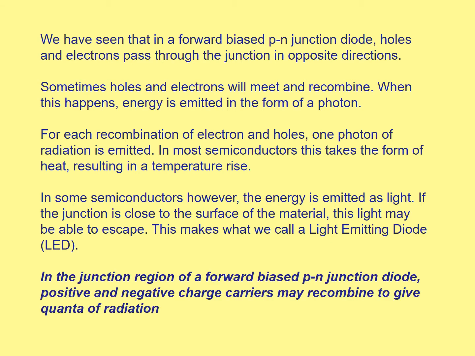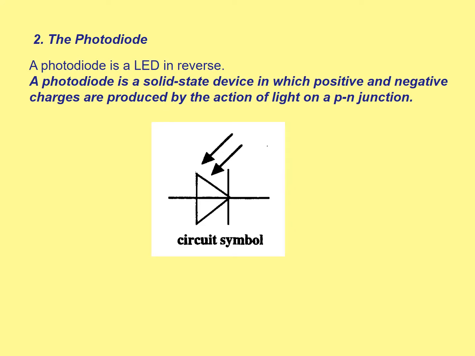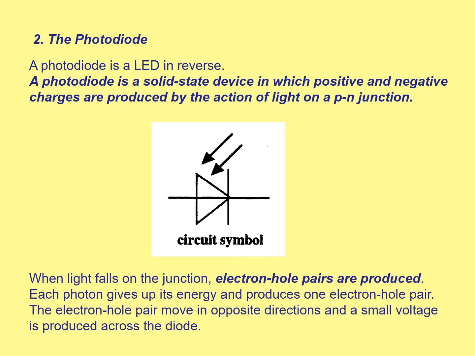In the junction, whilst the diode is forward biased, positive and negative charge carriers, that is holes and electrons, may combine to give a quantum of radiation, that is a photon of radiation. So the photodiode is basically an LED in reverse. In the LED, the electrons and the holes recombine to release photons of light. In the photodiode, light incident on the junction takes a combined hole and electron and separates it. So that means positive and negative charges are produced by the action of light on the PN junction.